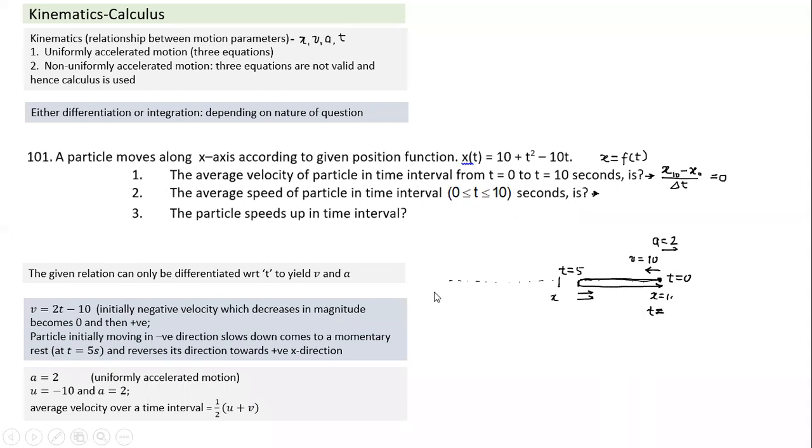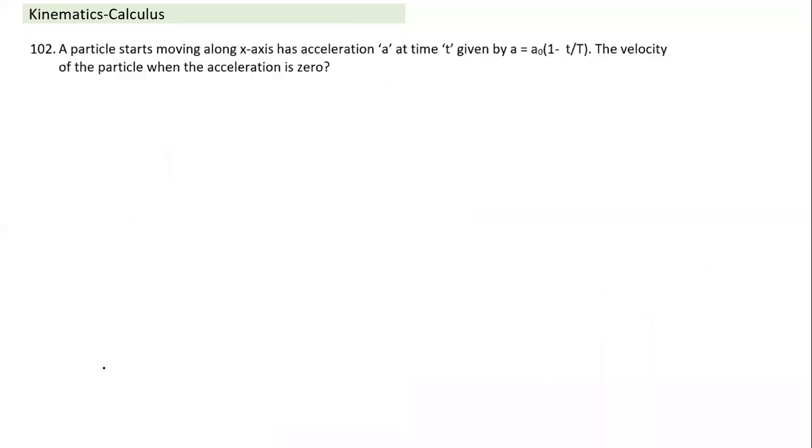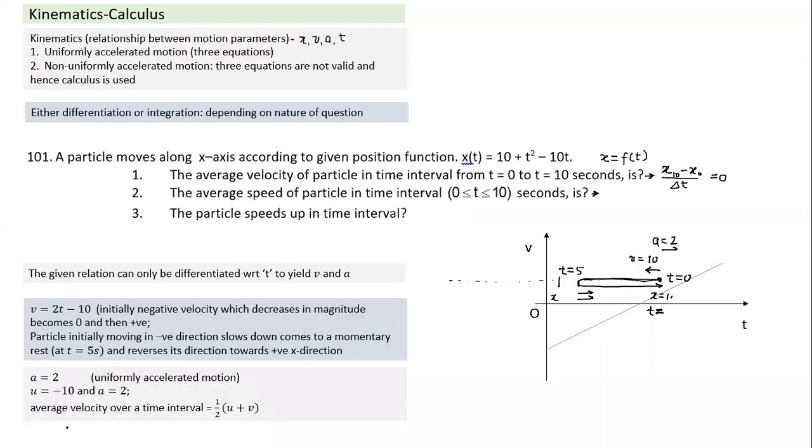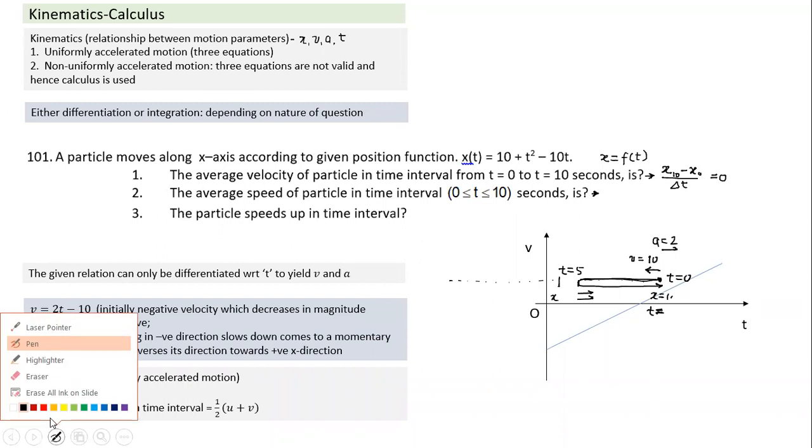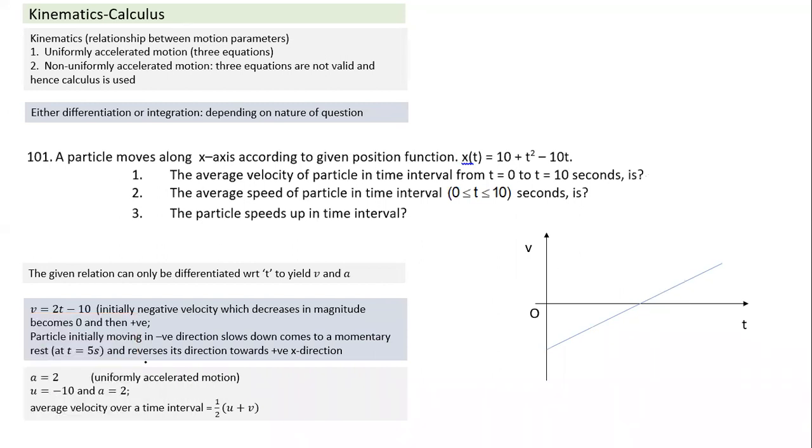Okay, so this is a fairly simple, direct question, and it helps you understand the basic idea. Okay, move on to the next question. If I need to plot a VT graph for this question, what would the VT graph look like? Let's understand it in terms of a VT graph also.